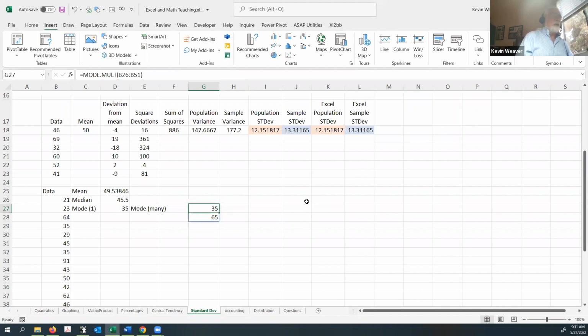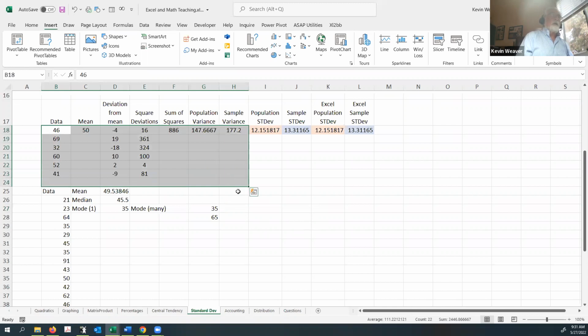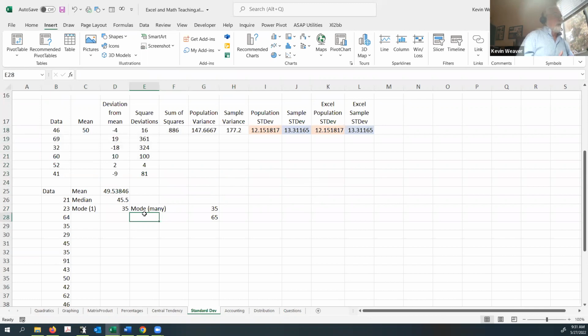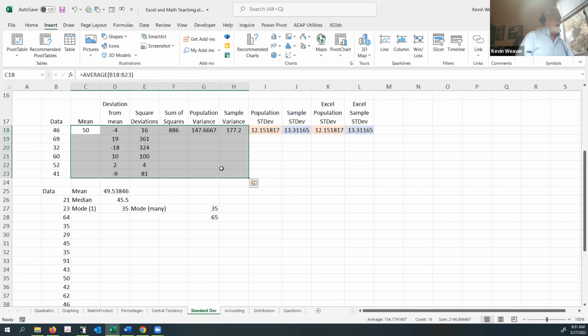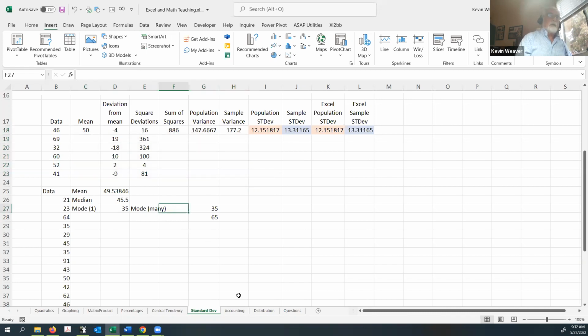And as you can imagine, with a database of hundreds of values, you don't want to have to count them. You don't want to have to go through all of this work. You want to use the built-in formulas. But I want to emphasize that I initially make them do all of this work so they have an appreciation for what it takes to calculate the standard deviation. Okay.